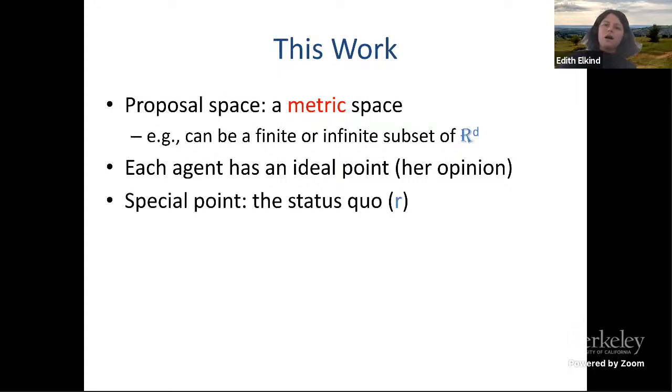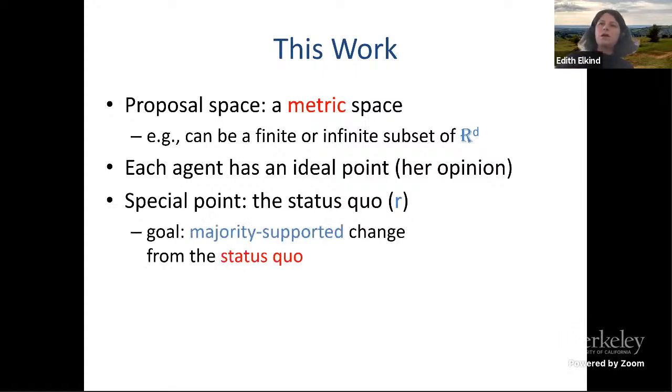Okay, and in addition to that, and this is fairly unusual for the literature, there's a special point, which is the current situation, the status quo. Right, so the status quo is a specific point, so we can think of it as a 0 point. And what agents are interested in figuring out is whether the status quo is the best they can do, or if there's at least half of the agents, a majority of agents, that can form a coalition around some outcome that is different from the status quo.